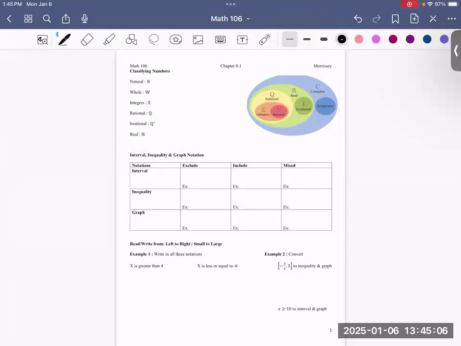Welcome to Math 106, Chapter 0.1, where we are going to start off with the foundations of some of our math classes. First off being classifying numbers, then we're going to talk about different types of number notation, and then a little bit about math sentence structure. And then we'll talk about functions and how to evaluate them. So this Chapter 0 is really just a good foundational review of basic algebra.